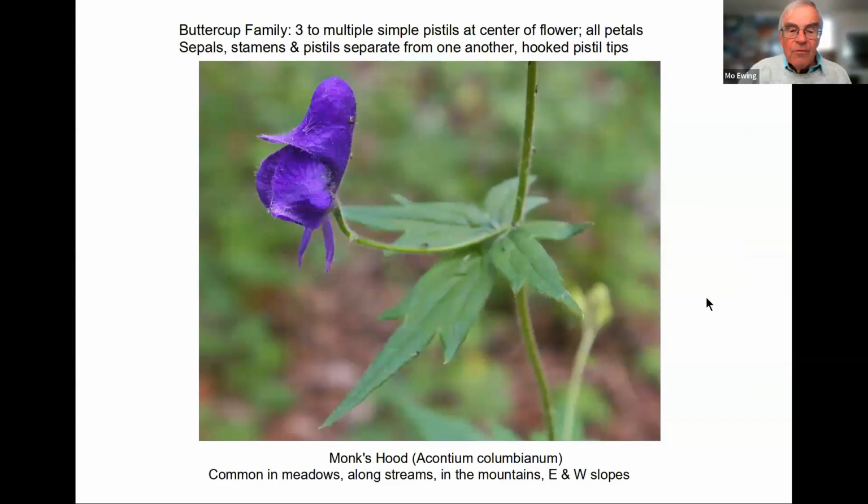It's in the buttercup family, monkshood, Aconitum columbianum. Remember, three to multiple simple pistils at the center of the flower. All petals, sepals, stamens, pistils are separate from one another, and it has hooked pistil tips. And I've got to get rid of this thing at the bottom here. Hide. There.